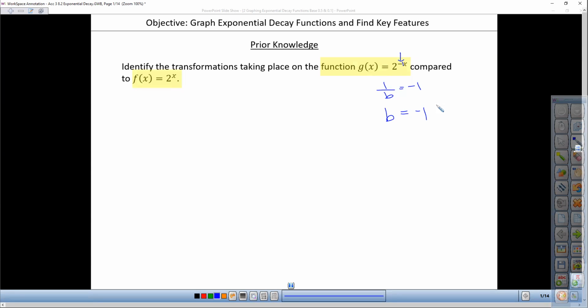So since it's negative, we have a y-axis reflection. The absolute value of b, which is the absolute value of -1, which is 1, tells us there's no stretch, no compression in the horizontal direction here. The thing that I want to point out is this y-axis reflection, because g of x is a function that represents exponential decay, and f of x represents growth.